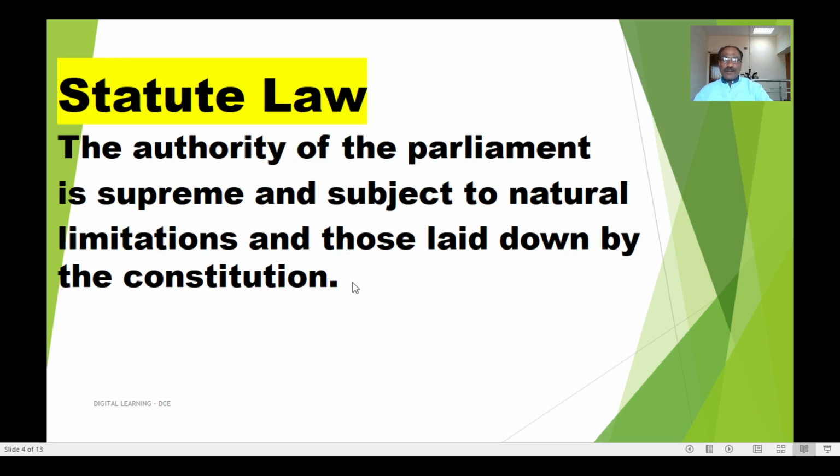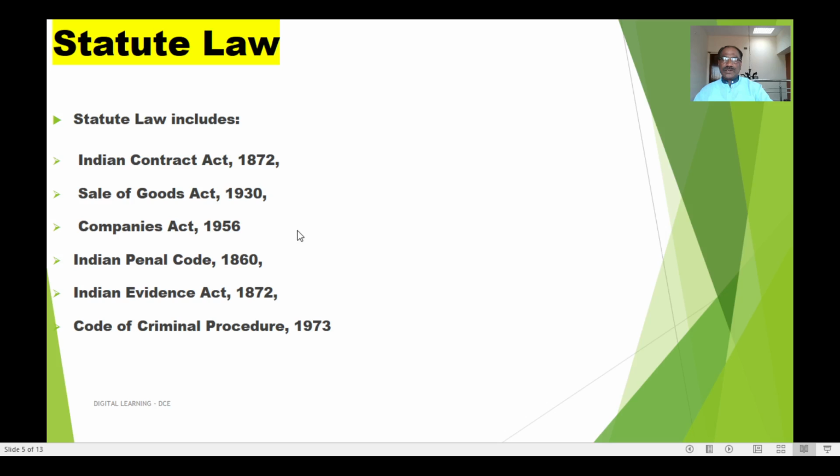So Parliament, at the time of making the law, has to consider the Indian Constitution. The Indian Constitution plays the most important role in law making. Therefore they have to keep in mind what the Constitution has laid down, the rules and regulations, and within those rules and regulations only is the law to be made by the Parliament. That is called the statute law.